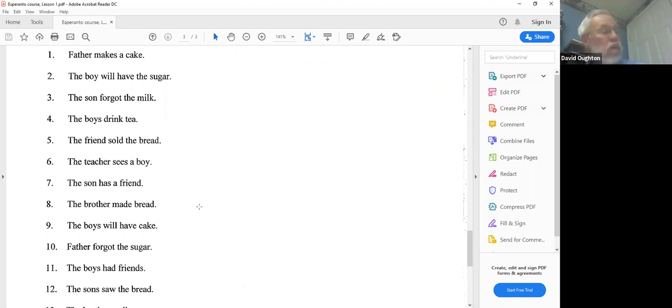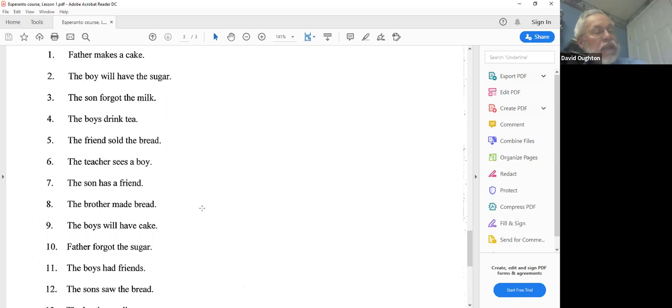Trinkas teon. Is it teo? T-E-O is tea. And then we need an N on the end, teon. To make it what? The object. It's what the boys are drinking. If you say the boys are drinking what, it's tea. So that's why we need an N on the end of tea. Teon.